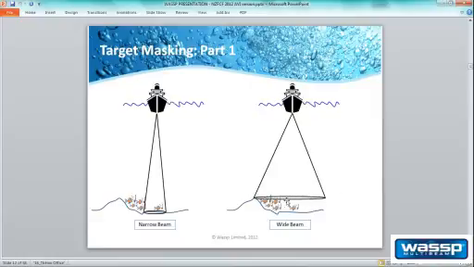So this is why fish that are close to the seabed on hills or in crevices, etc., are simply masked. We call it target masking. You cannot see them. So this is why narrow beams are better. But of course, if we only had a narrow beam we wouldn't get very good coverage. So this is the secret of WASSP.